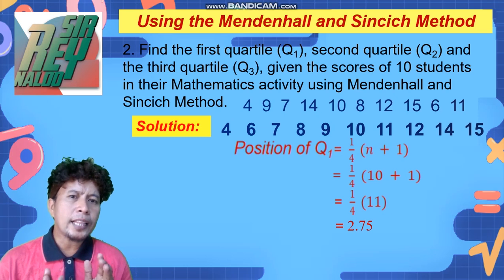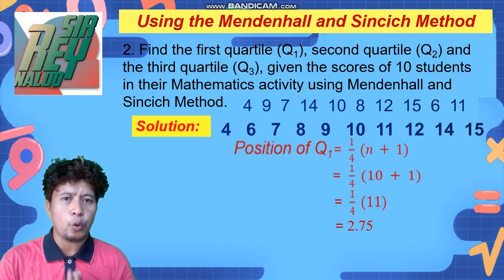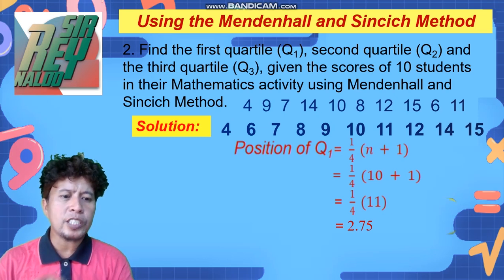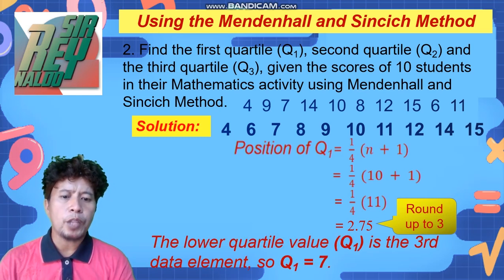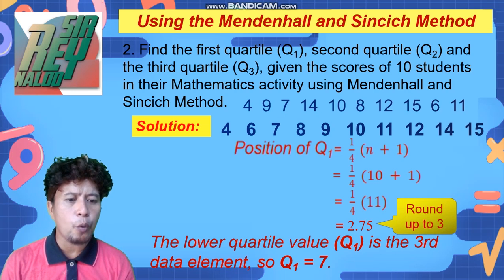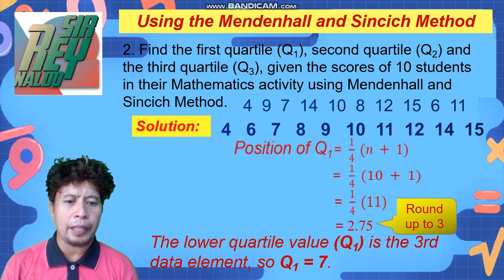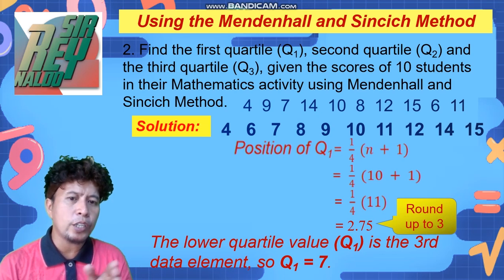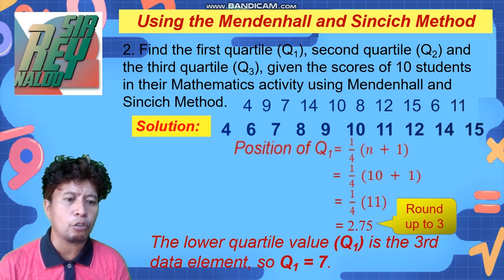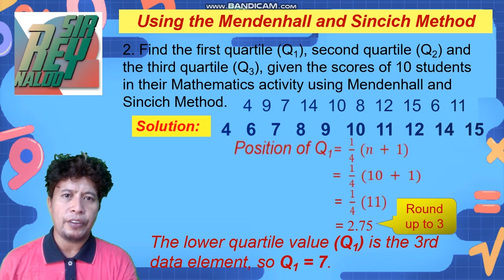Again, sabi natin, pag Q1, we have to round up. So yung 2.75 natin will be rounded up to 3. So yung 3 natin is the third element. 3 means the third element. So therefore, the lower quartile value or the Q1 is the third data element. And that is equivalent to 7. Kasi nga, 4, 6, 7, 8, 9, 10. So yung pangatlo doon, that is number 7.